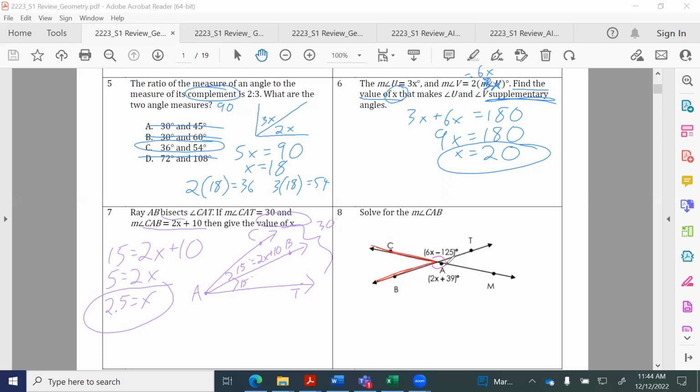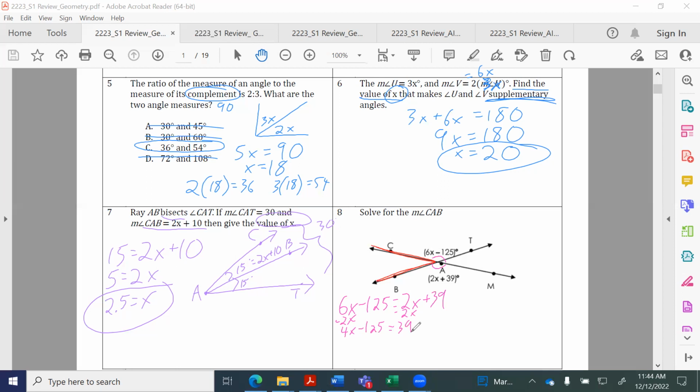So vertical angles, what's special about them? Vertical angles are congruent. So if they're congruent, they have to be equal. So we're going to take these two that we know for sure are equal, and we're going to solve. So 6x minus 1.5 equals 2x plus 39. And then we're solving. On this one, move everything over one step at a time this time. So I'm going to subtract the 2x, subtract the 2x, leaves me 4x minus 1.5 equals 39.